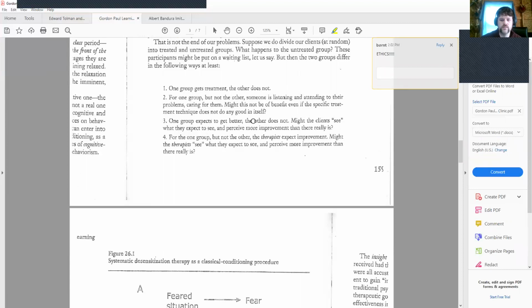So these are different ways that this could be done for one group, but not the other. Someone is listening and tending to their problems, caring for them. And this could be beneficial with no specific treatment. One group expects to get better, the other does not. So that's that expectation bias. And for one group, not the other, a therapist might expect improvement. And that expectation bias can factor in.